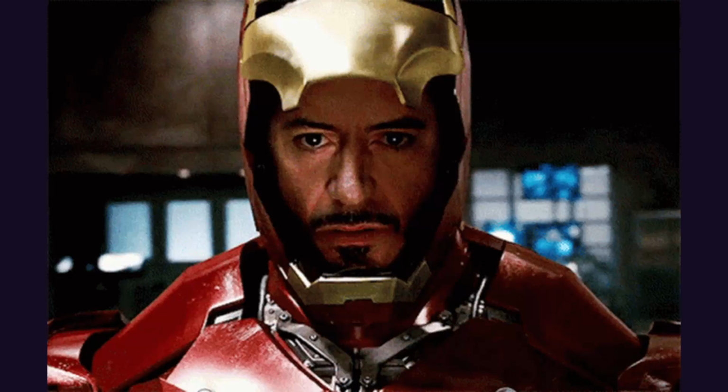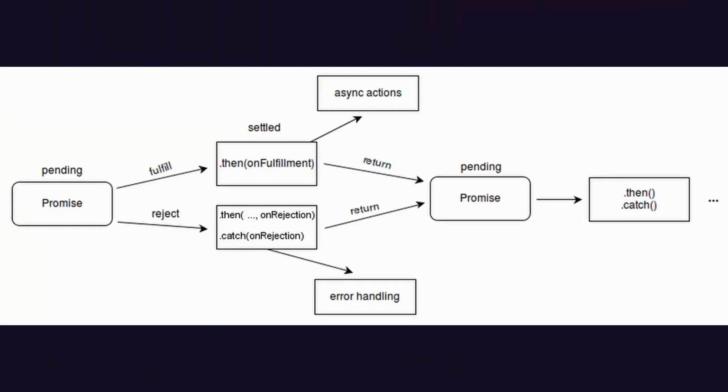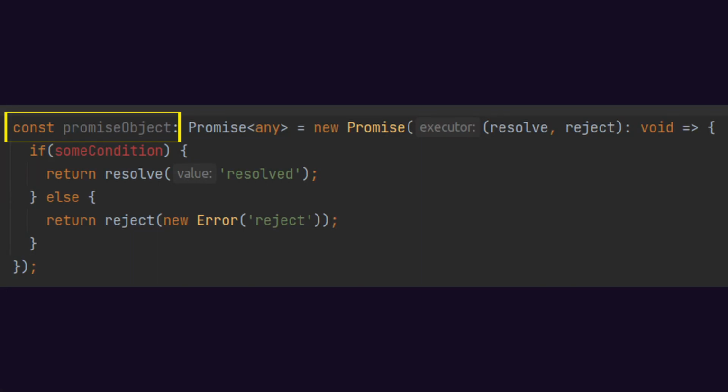Here is where promises come to save us. Promises represent the eventual completion or failure of an asynchronous operation and its resulting value. They can help clean up the code and make it easier to handle asynchronous operations. Here is how a promise is defined.